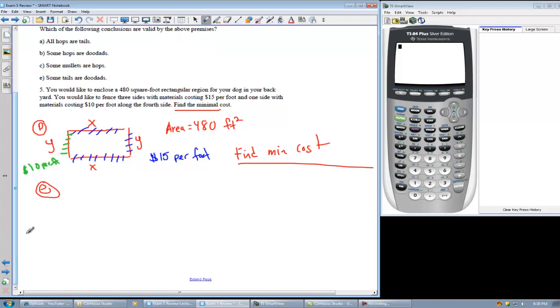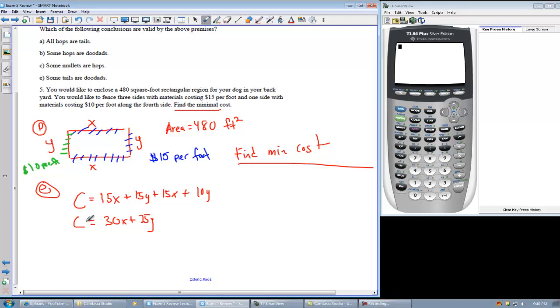So for my equation, I need to find a cost equation because that's what I'm trying to minimize. And the idea is if this was just 1 foot, I know it'd be $15. 2 feet, 15 times 2. 3 feet, 15 times 3. X, 15 times X for that one side. And, of course, the vertical side would be 15Y, and the other horizontal side is the same as this side, so 15X. Then plus this side, which isn't 15Y but 10Y, because it's $10 per foot, so 10Y. And you add these together, and you get 30X plus 25Y for your cost.